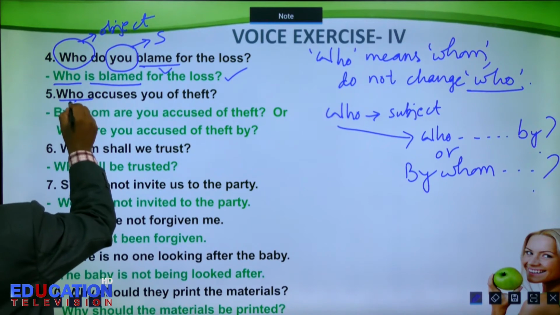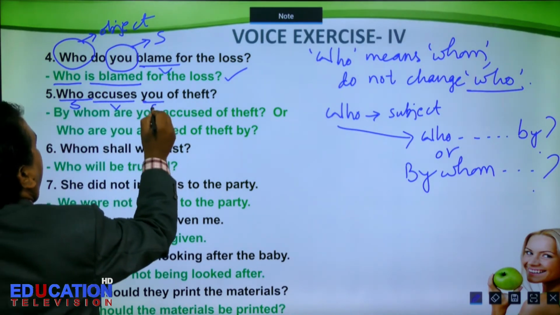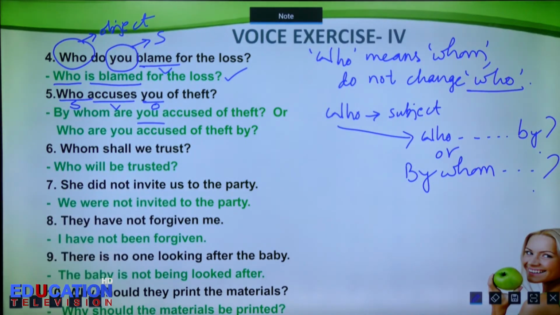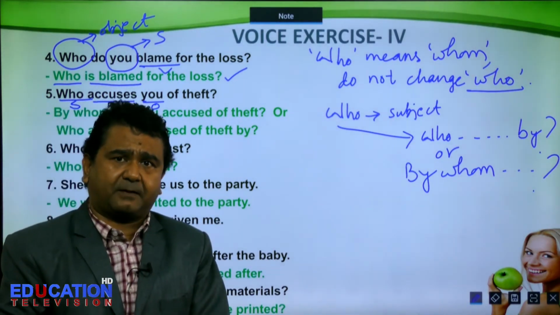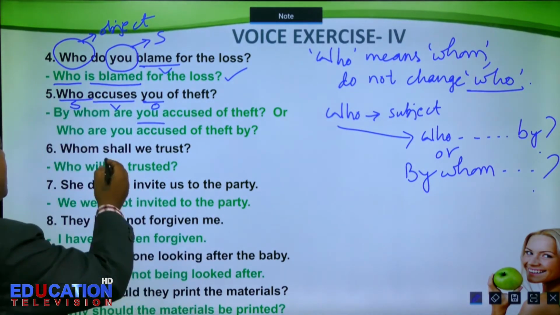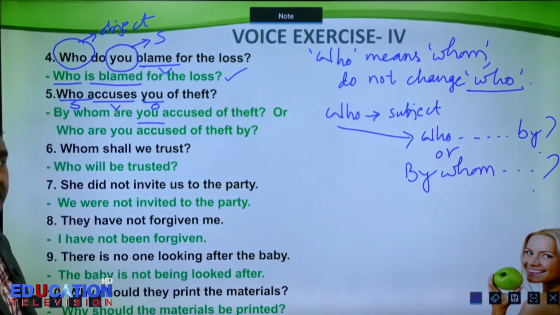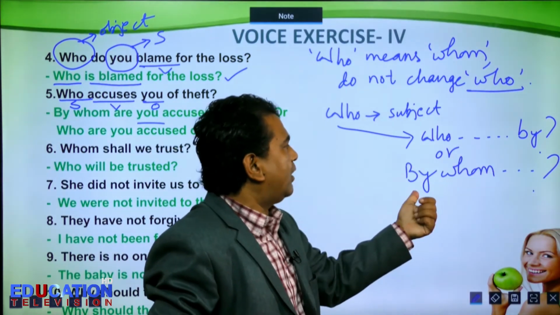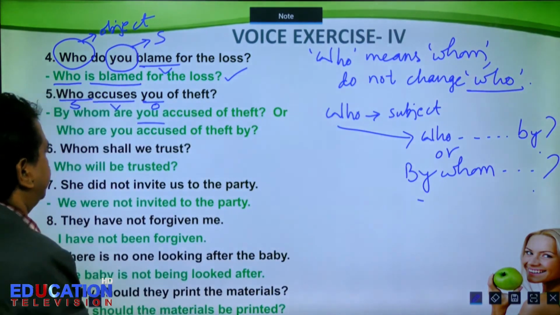Why? Who is the subject. Accuses is the verb, you as object, the object is drawn here as subject. So, by whom are you accused of theft? Or, who are you accused of theft by? It's all the same whether you write who dot dot dot by or by whom. Both of them mean the same.